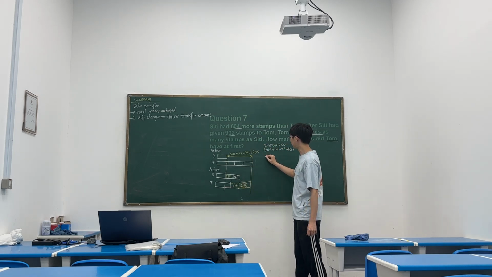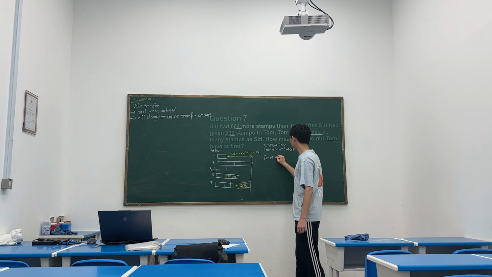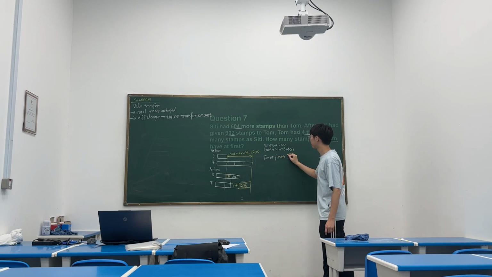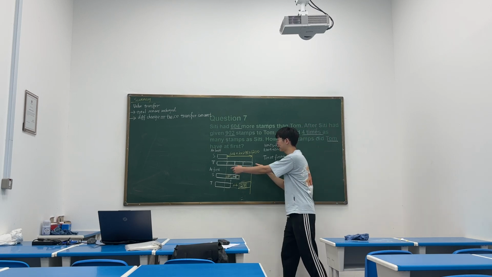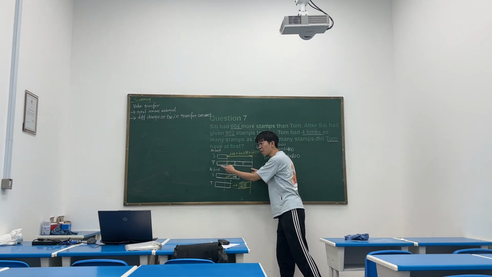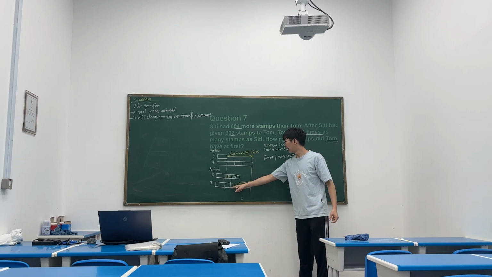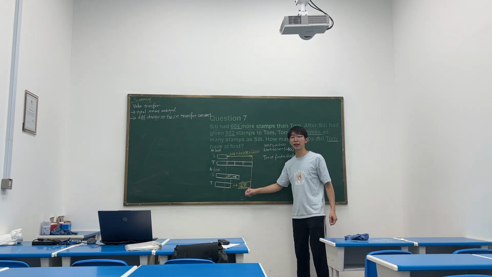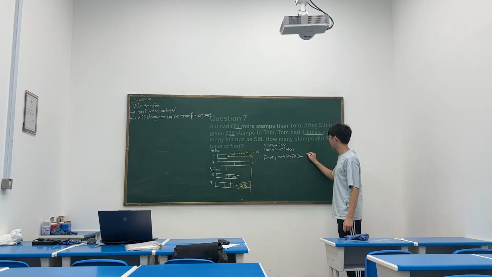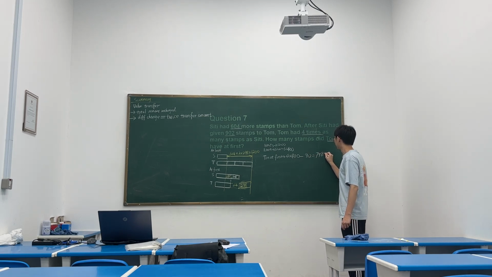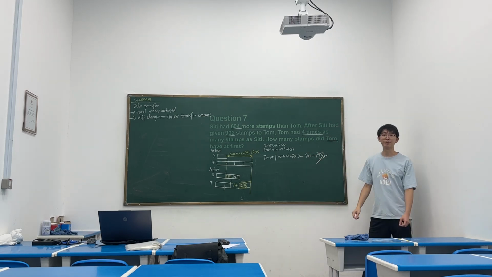So first of all, let's compute. Tom at first will have 4 times 400, that is 1,600, this 4 units at last. Then Tom received 902 from Cindy, right? So you know, minus 902, and then you get 798. That is the answer for this question.